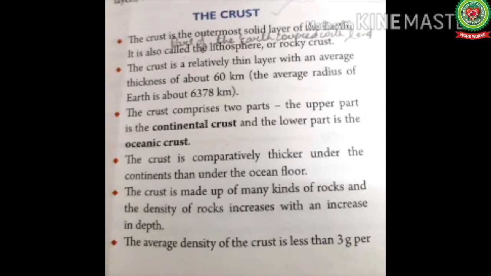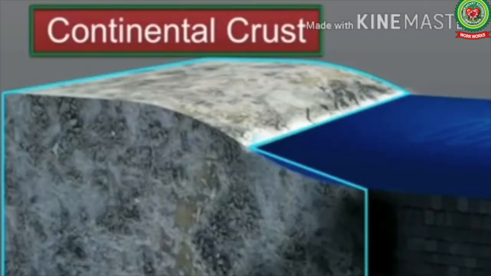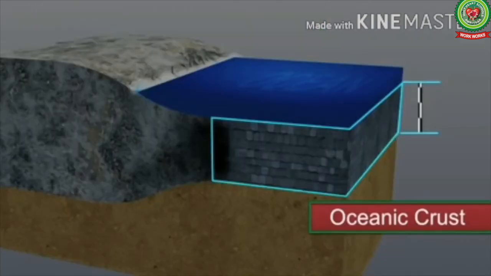The crust comprises two parts. The upper part is called the continental crust and the lower part is called the oceanic crust. The continental crust is the thin part of the Earth's crust which forms the large land masses, whereas the oceanic crust is the thin part of the Earth's crust which underlies the ocean basins.